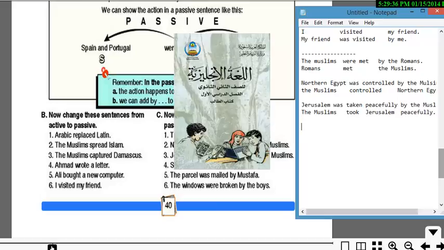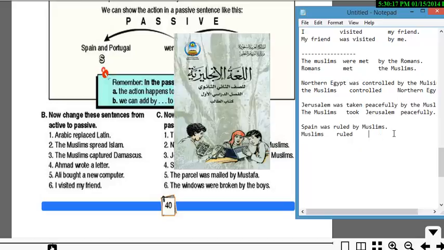Now, the last one, Spain was ruled by Muslims. And I can say Muslims here, just change the order again. And then Spain. And then ruled. Okay. The last one would be, no, actually, the one before the last one. The parcel was molded by Mustafa. Why don't we take the last one?